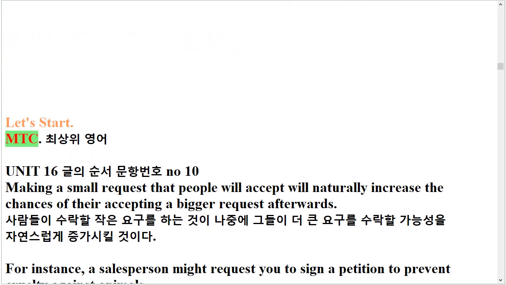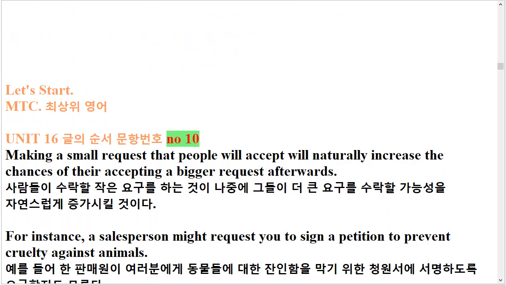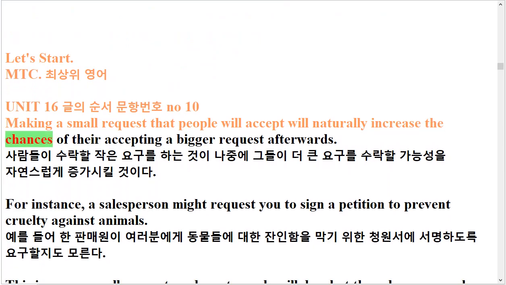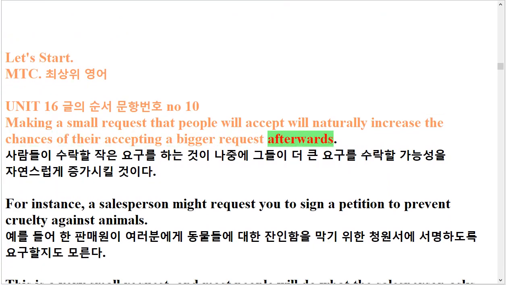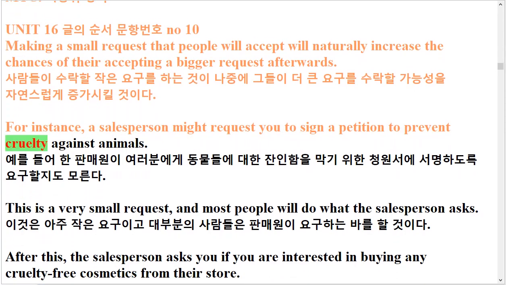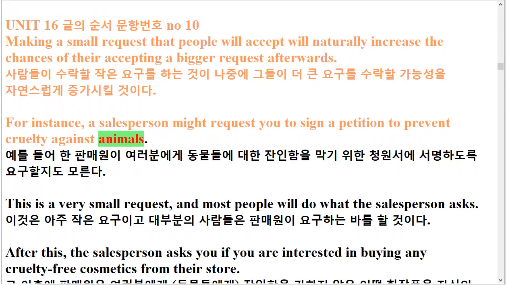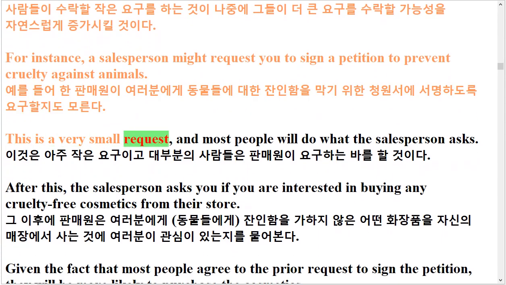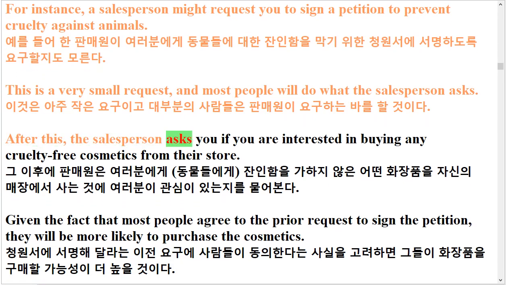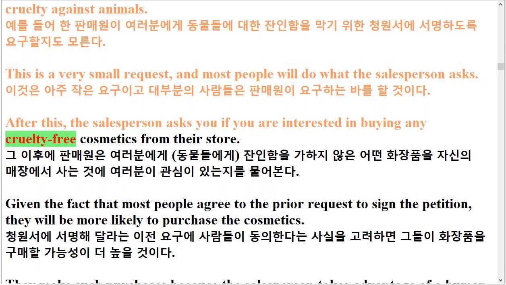Unit 16, Number 10. Making a small request that people will accept will naturally increase the chances of their accepting a bigger request afterwards. For instance, a salesperson might request you to sign a petition to prevent cruelty against animals. This is a very small request, and most people will do what the salesperson asks. After this, the salesperson asks you if you are interested in buying any cruelty-free cosmetics from their store.